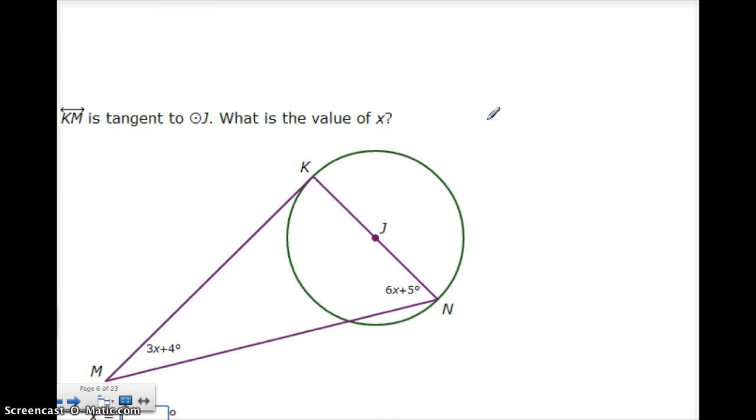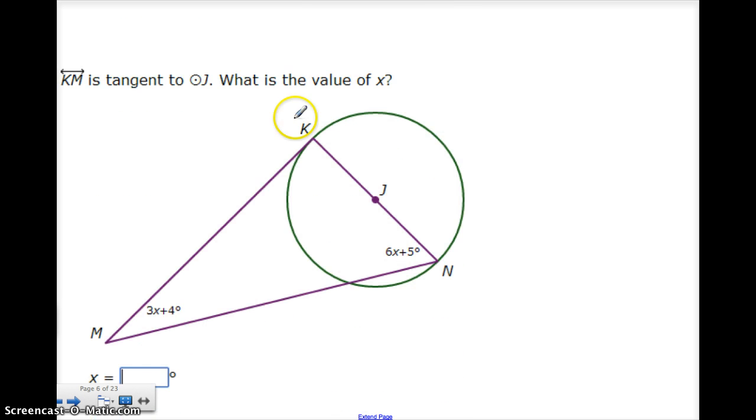Now let's look at another problem. This one looks a little trickier, but let's go through it step by step. We have KM, which is tangent to circle J. So we have KM right here, and this is our tangent line. Now we're trying to find out the value of x. Well, what are we going to do? We're probably going to have to set up an equation. So let's look at the information we have. If KM is tangent to circle J, we know that this angle created right here is 90 degrees. So right now I have three angles, and once again I have a triangle that's been created.